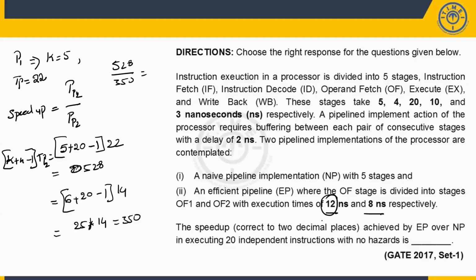Now here, stage delay TP is equal to 12 plus 2, 14. Did you get this point or not? Yes, sir. Okay, Balaji, is that clear? What is the answer? 528 divided by 350? 1.5 something. 1.5 is the correct answer. Did you understand this, or do you have any confusion regarding this? It's clear, sir. Okay. Next.